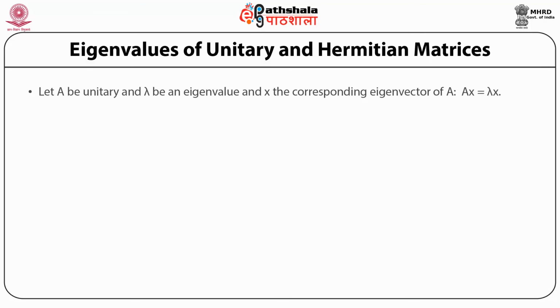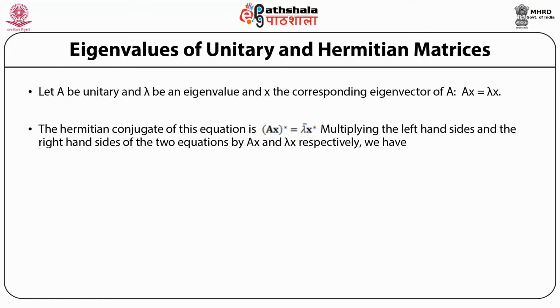Third part now, let A be unitary and lambda be an eigenvalue, and X is the corresponding eigenvector of matrix A. That is, matrix A into matrix X is equal to lambda times X. The Hermitian conjugate of this equation is AX star is equal to lambda bar into X star. Multiplying the left-hand sides and right-hand sides of the two equations by AX and lambda X respectively, we have AX star into AX is equal to lambda bar into X star into lambda X. So this equals square of modulus of lambda into X star into X.